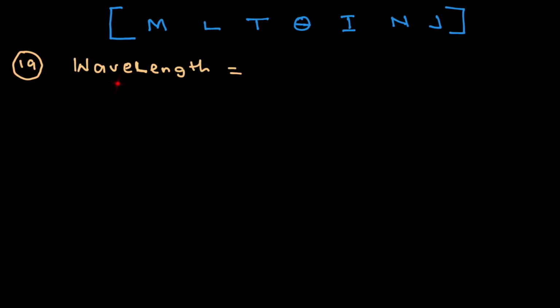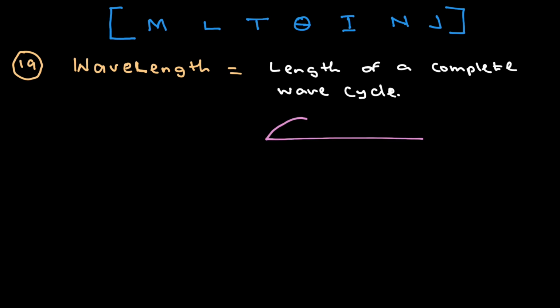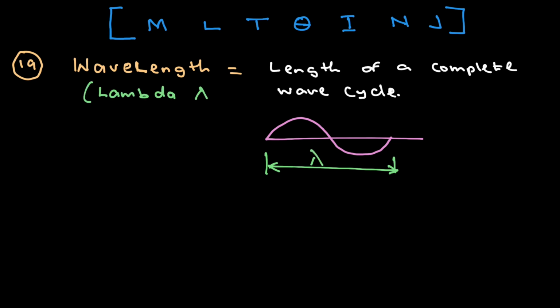Number 19 is wavelength. And wavelength is basically the length of a complete wave cycle. If you draw a wave cycle, it goes from top to there, and that length from there to there is called lambda. So wavelength is lambda for the symbol of wavelength. The symbol for wavelength is lambda. The dimension is length, and the unit is meters. So that's unit, and this is dimension.